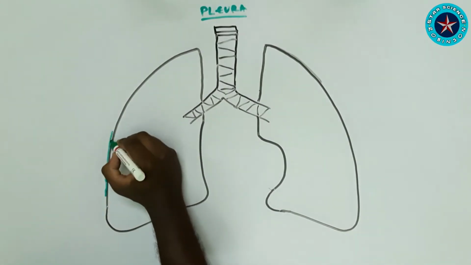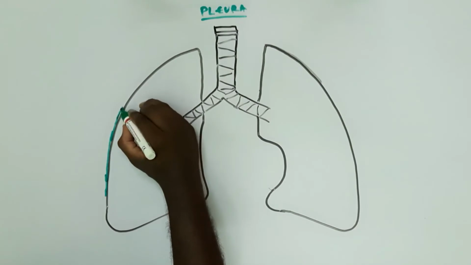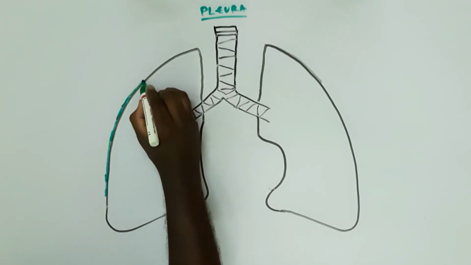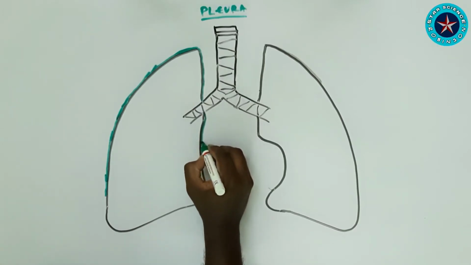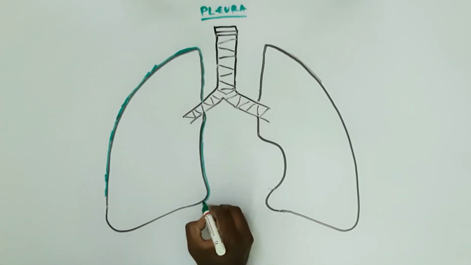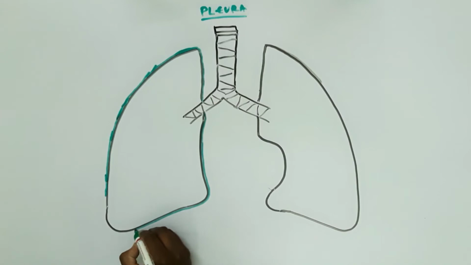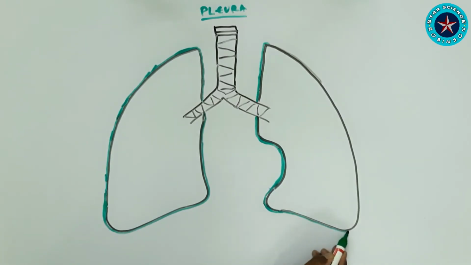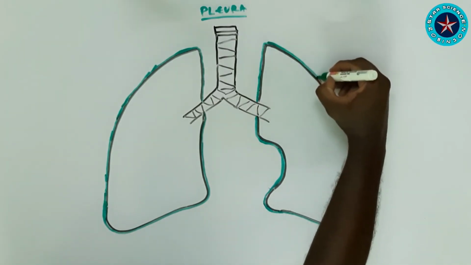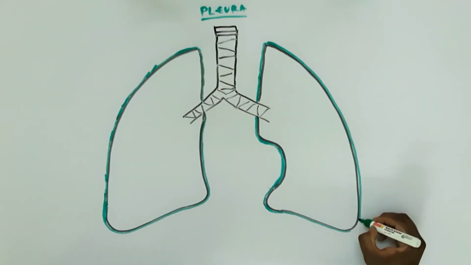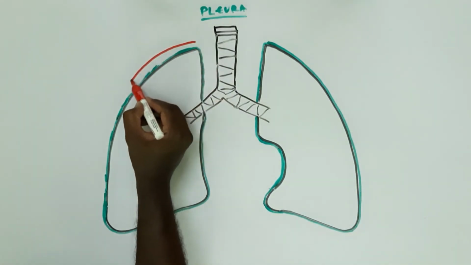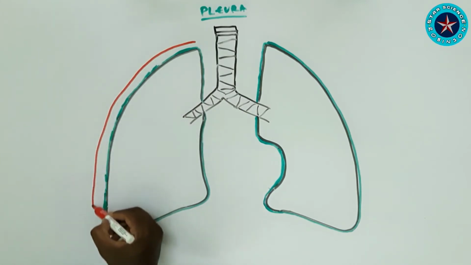Now we are seeing in our diagram this particular part where I am drawing, it is attached to the lungs. This green part in our diagram is called the visceral pleura, that is the inner layer of the pleura. The visceral pleura covers the surface and fissures of the lung except the hilum area, and it continues to the outer layer, that is the parietal pleura. It is also known as the pulmonary pleura.